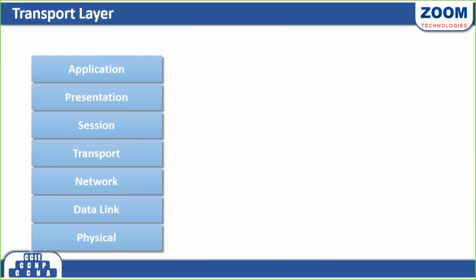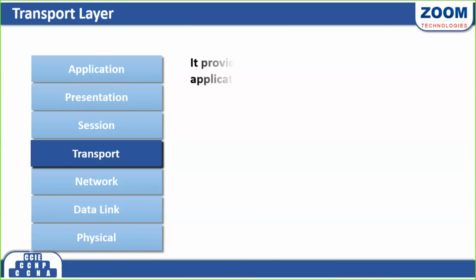The data flows from application to presentation, presentation to session, session to transport. The transport layer is a core layer of OSI. It is very important because it has major functionalities. Application has only one responsibility, which is the interface. Presentation layer has only one responsibility, which is providing formats. The session layer takes care of sessions, but the transport layer has major responsibilities.